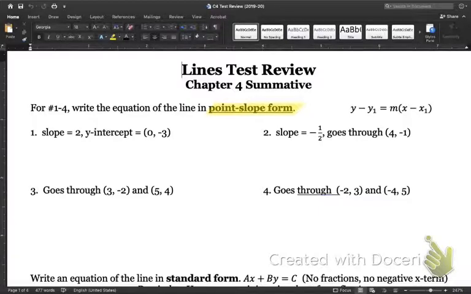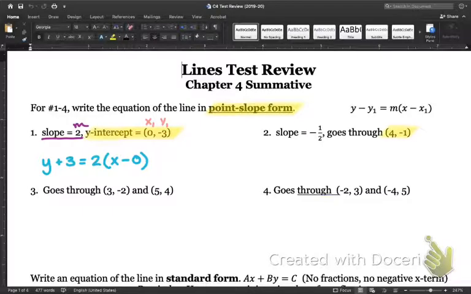So if we look at number 1 and the information we're given, a slope and a y-intercept. Remember, a y-intercept is just a point, so we can use that as our x1 and our y1 and our slope as our m. We have everything we need and we just need to plug it in. So if we go to our formula, y minus y1, I'm going to change that to y plus 3. And then we have on the right hand side of the equal sign our slope, which is 2, times x minus x1, which is 0. And we're done. We can leave it like that.